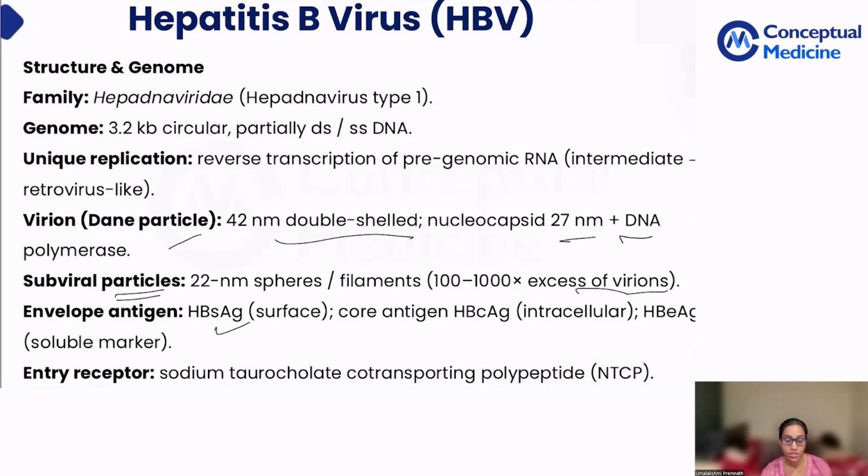HBs is present on the surface. The core antigen in the nucleus, you have the HBc, which is present. HBe is a soluble marker. So these are the different antigens.